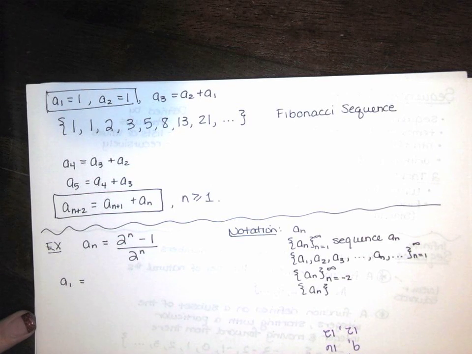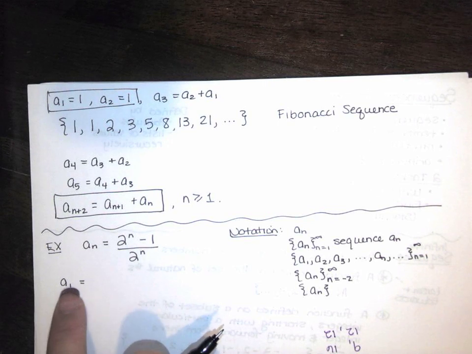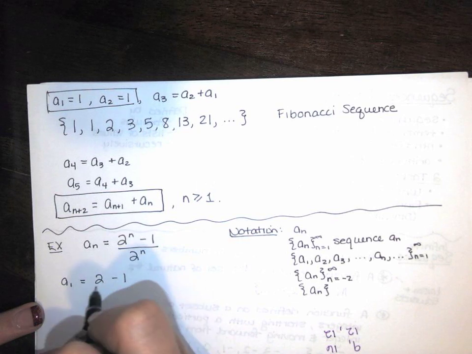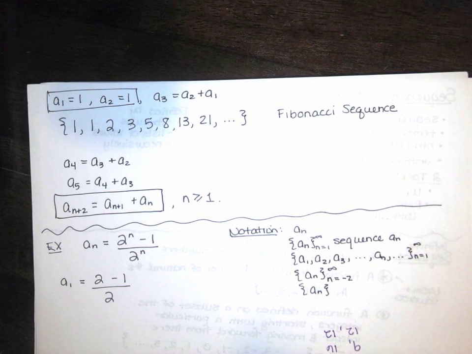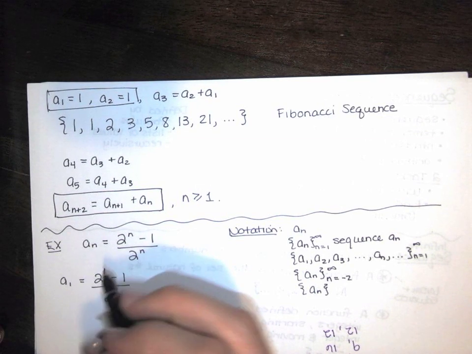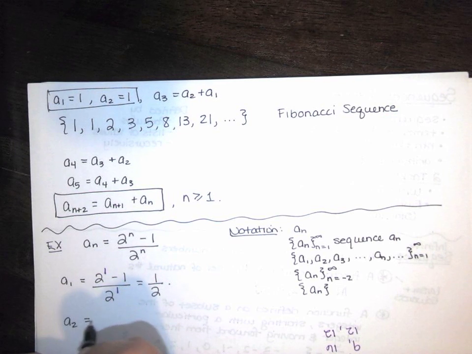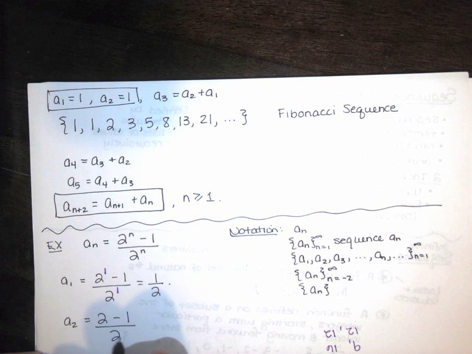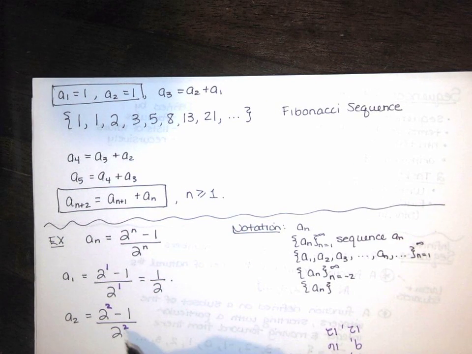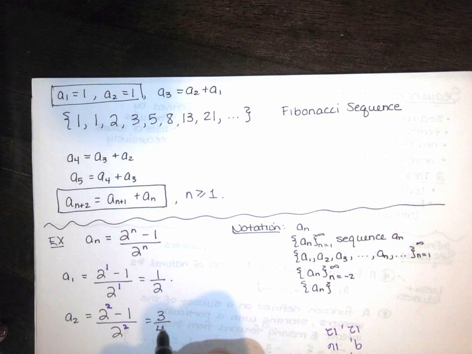All right, so somebody gives me this formula and they say, let's find the first several terms of this. All you do is plug in the first several positive integers. So we're going to substitute n equals 1 here. 2 minus 1 is 1. And we're dividing by 2. A sub 2, you have 2 to the second here. I've got 2 squared minus 1 over 2 squared. So it's 4 minus 1, which is 3, over 4.